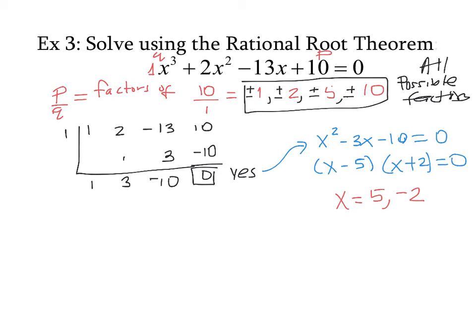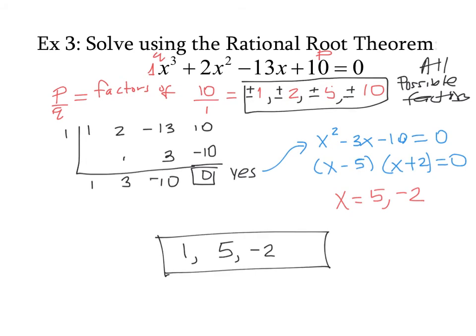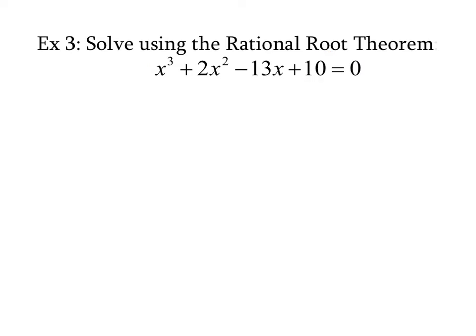And also, don't forget the one that we tried out. So we have those two. So the answers become, can I write the answers over here? So we have 1, the one we tried, and it worked. And 5 and negative 2. So those are the zeros. Okay, let's do another example.